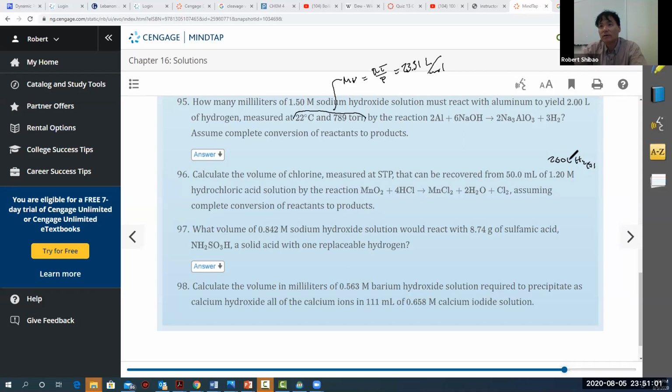So we're going to go from liters of hydrogen to moles of hydrogen. This is liters of pure hydrogen to moles of pure hydrogen using the molar volume here. And then from moles of pure hydrogen to moles of sodium hydroxide using the mole ratio. It's a 6-to-3 mole ratio. And the moles of sodium hydroxide to liters of sodium hydroxide solution using the molarity. Molarity is given here as 1.5 moles of pure sodium hydroxide per liter of solution. And so that should take us to where we need to go.